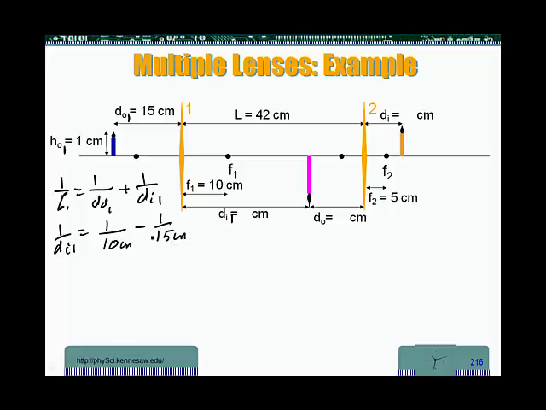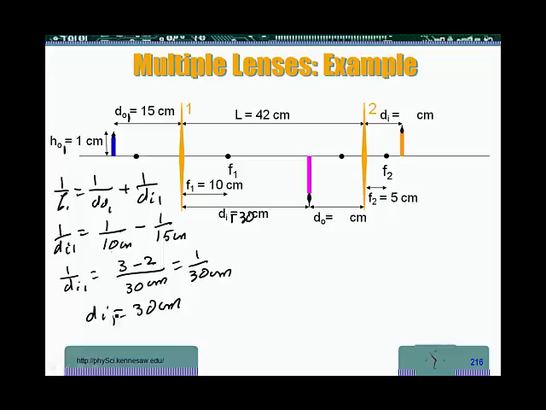Since these are easy numbers, I'm going to multiply this by 3 and that one by 2. So what we end up having, 1 over DI1 is going to be 3 minus 2 over 30 centimeters. So it is actually 1 over 30 centimeters, and that gives us DI1 equal to 30 centimeters.